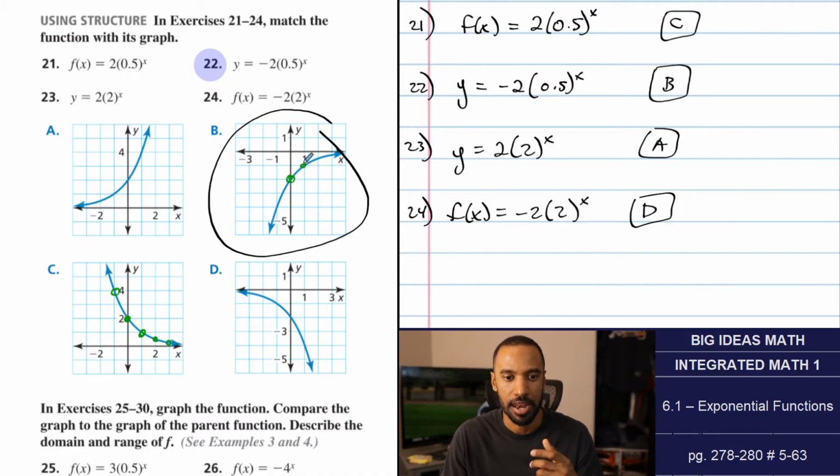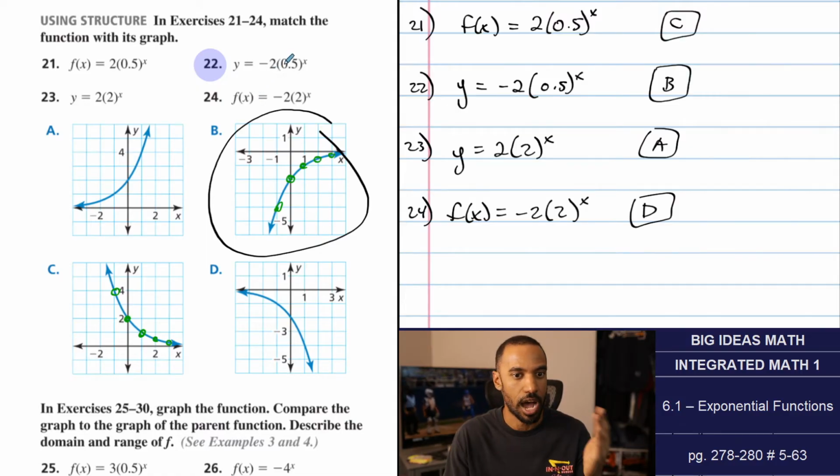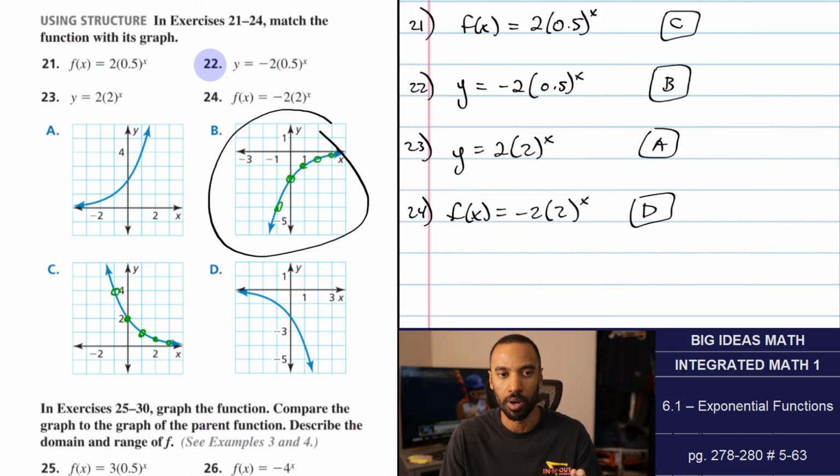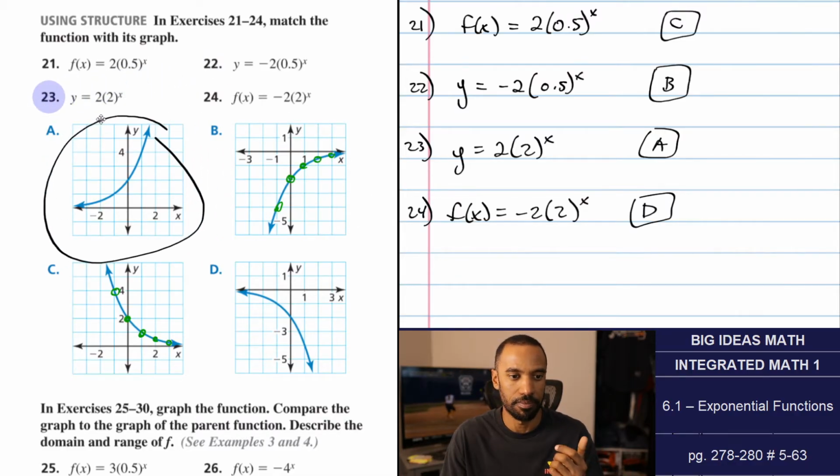-2 is the y-intercept, so it's a negative exponential function, but its decay gets it closer to the asymptote from the negative side. -2 divided by 2 is -1, divided by 2 is -1/2, divided by 2 is -1/4, and you double this way, -4, and then -8, etc. So it's the exact opposite, flipped over the x-axis. It's the exact opposite of what 21 was in that way. These ones have exponential growth. 23 is positive exponential growth. You can see the y-intercept is 2, but also it has a doubling growth factor.